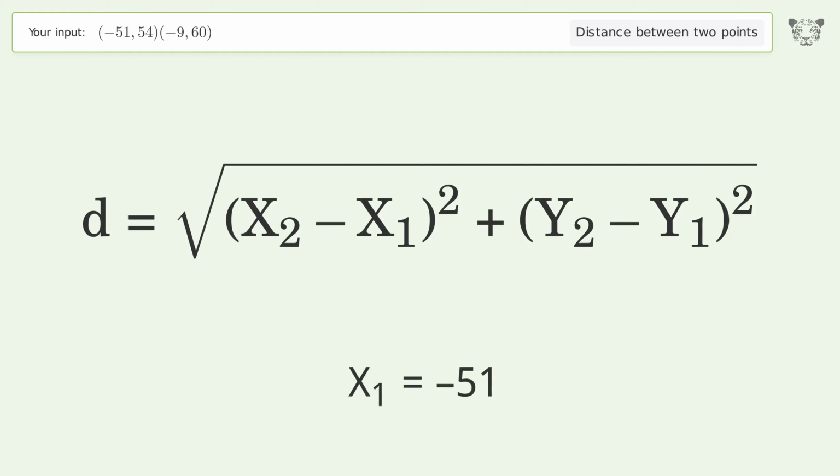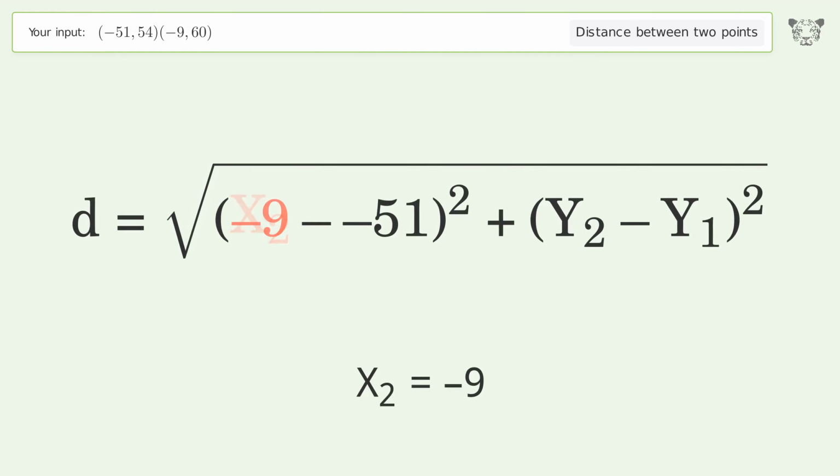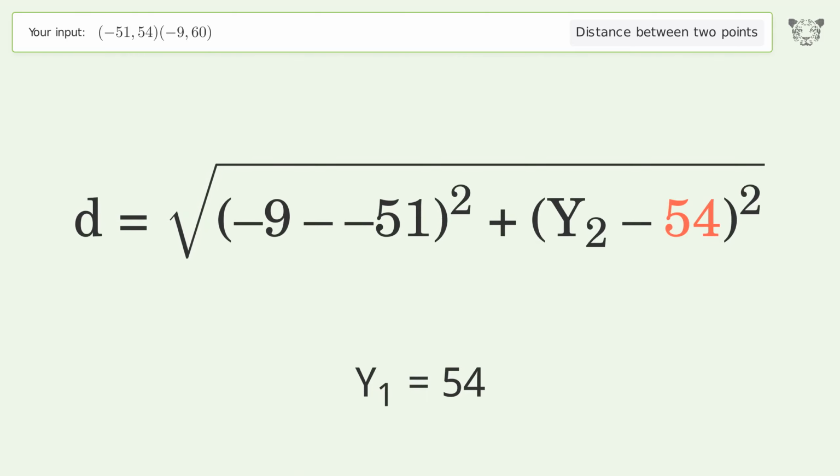x1 equals -51. x2 equals -9. y1 equals 54. y2 equals 60.